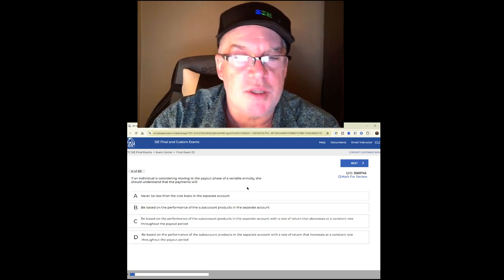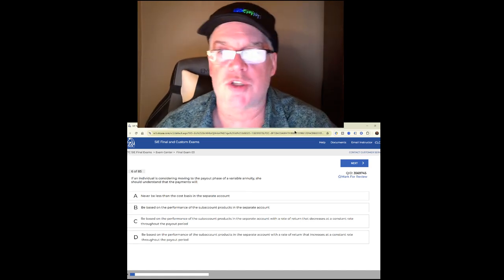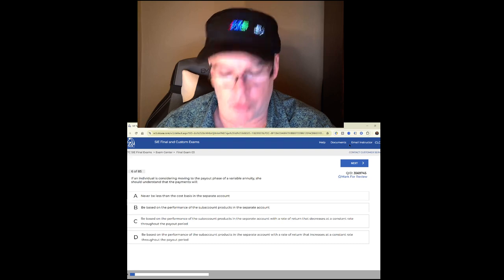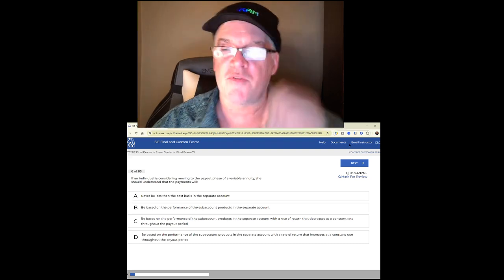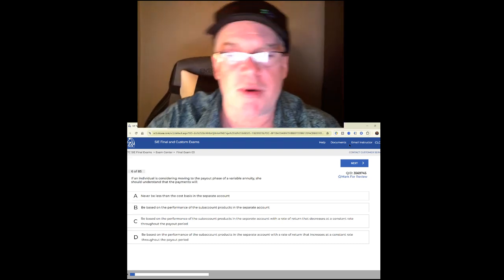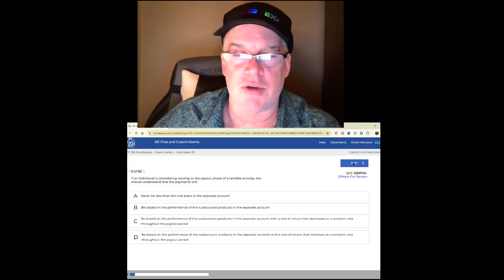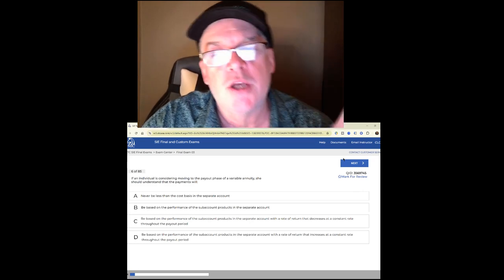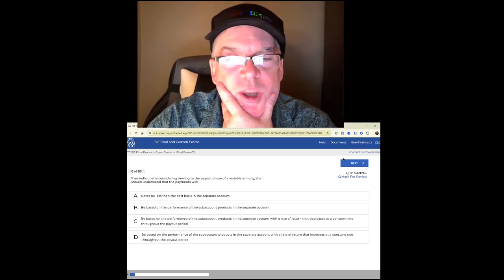Be based on the performance of the sub-account products in the separate account with a rate of return that decreases at a constant rate through the payout. Or be based on the performance of the sub-account products in the separate account with a rate of return that constantly increases. So C and D were thrown out. That makes no sense. Okay. So it's choosing A and B. So never be less than the cost base on a separate account.